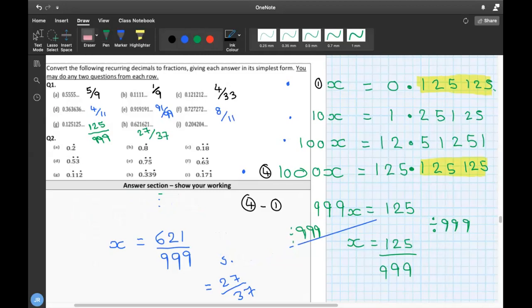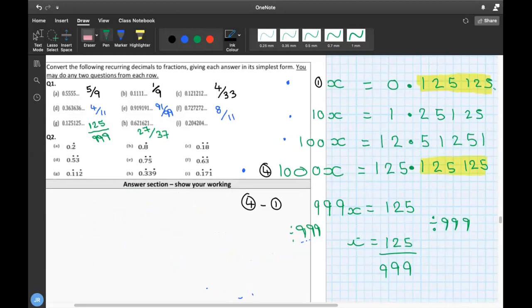I'm going to leave all of this here still. And what repeating digits do we have here? Well, after the decimal point, we've got 0.204204204. So this time we'd have 999x. It would go up to 1000x because we've got 3 repeating digits. And that's going to be equal to 204 once those decimal points have cancelled out. Then we're going to need to divide both by 999.